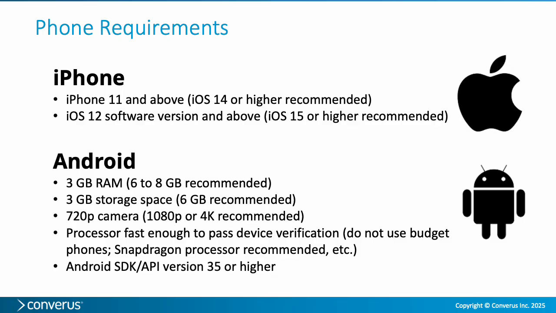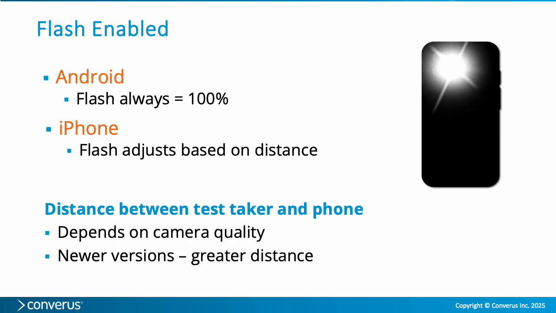Generally speaking, Android phones older than 3 or 4 years are probably not adequate. If an Android phone is used, the system requires the flash to be enabled at 100% while testing. If you proctor a test, you can put masking tape over the flash to minimize the brightness if needed. This setting cannot be overridden. If using an iPhone, the flash will be adjusted based on the distance between the examinee's face and the phone. The phone's camera resolution decides the space needed to get optimal images of the examinee's eye. Newer cameras generally have higher resolution.